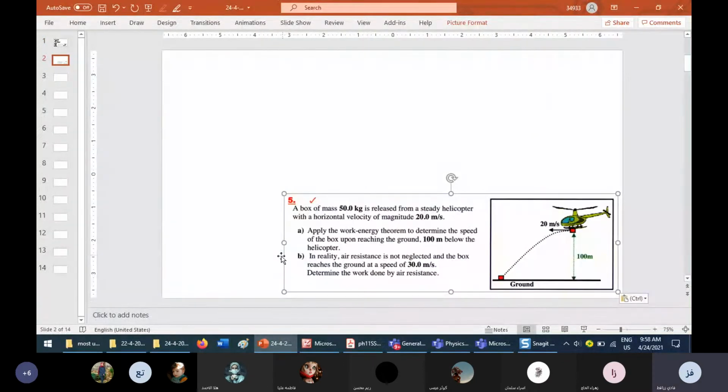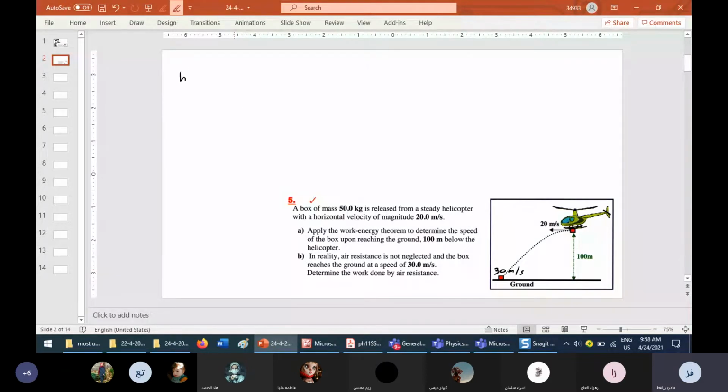Okay. He said in reality air resistance is not neglected and the box reaches the ground with a speed of 30 meter per second. He said determine the work done by the air resistance. So now I have two forces here, the weight and the air resistance.